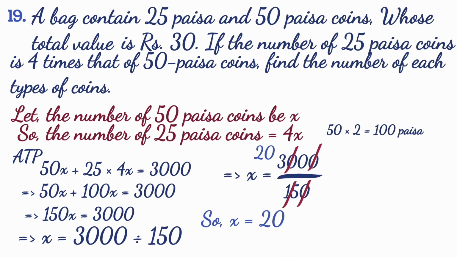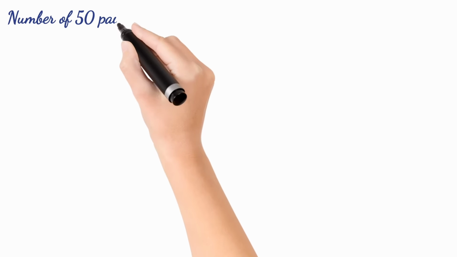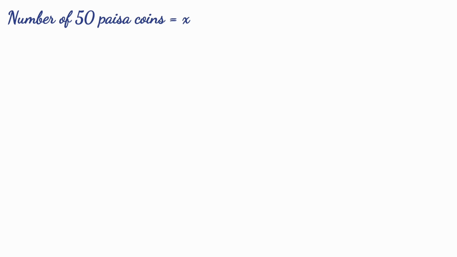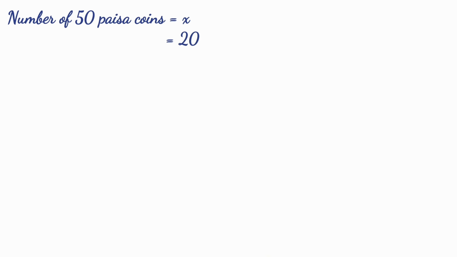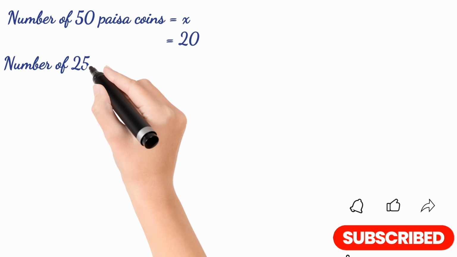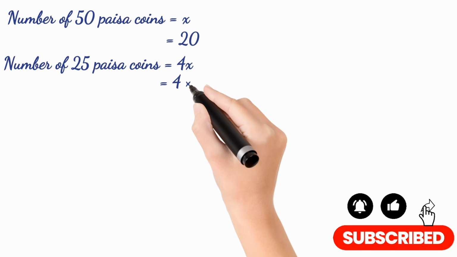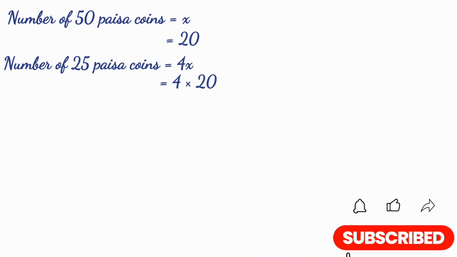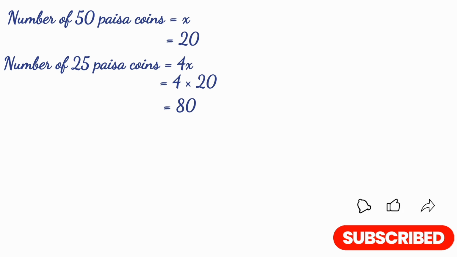Now easily we can find the number of coins. So number of 50 paisa coins is what? We assumed x and we know the value of x. So 20. So we have 20 50 paisa coins. And number of 25 paisa coins is 4x. So simply multiply 4 into 20. That means 80. All of you understood, I hope.